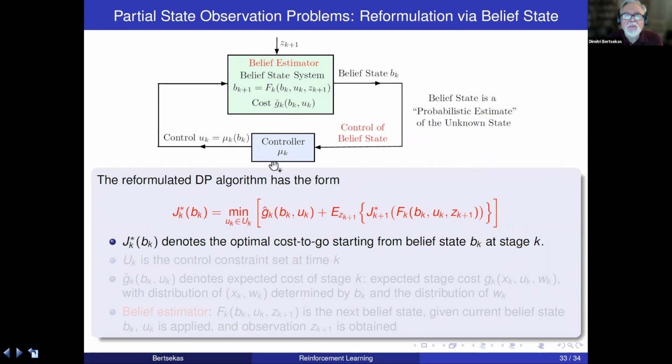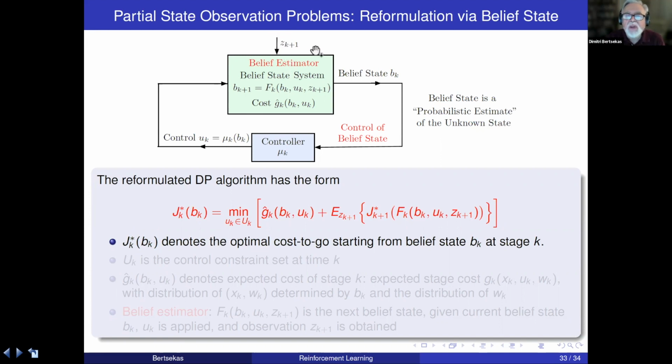We introduce a problem that has all the dynamic programming characteristics that we have discussed so far, including a system equation, control, stochastic disturbances. The state, however, of the system is the belief state, which we call b_k. The belief state is a probabilistic estimate of the unknown state. It's the conditional probabilities of the different states given the observations obtained so far.